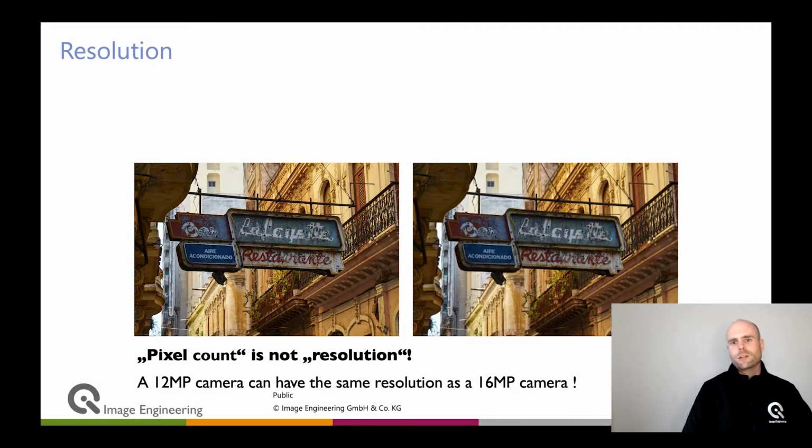So resolution is not pixel count. At least to our definition, we say that the amount of pixels is not necessarily related to the resolution. And resolution is the level of details that you have in an image. So we try to make a difference between pixel count and resolution.